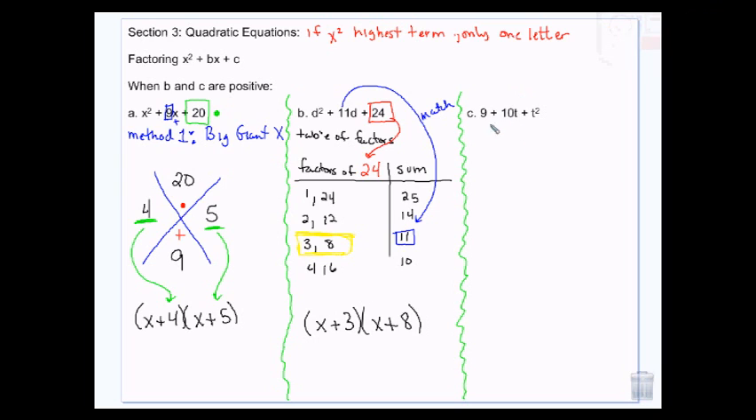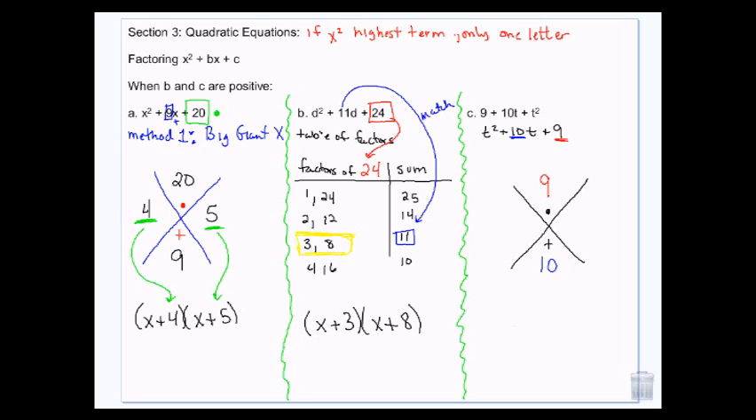I'll do this one with the big giant X again. The first thing I like to do, I like to put it in order because that way it doesn't confuse me. So I always do descending order, so 2, 1, none. And then I make my big giant X, and I make a multiplication, and I make an addition. That last number goes with my multiplication, and the middle number goes with my addition.